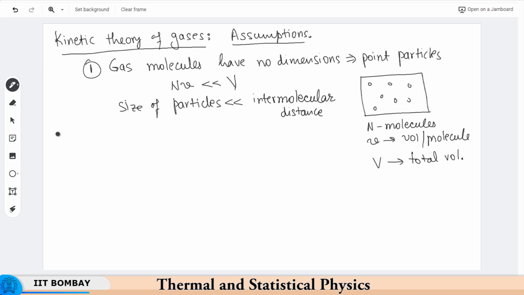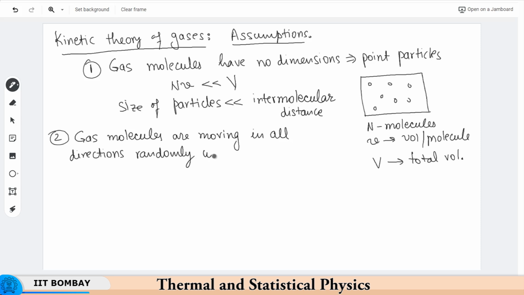The second assumption is that the gas molecules are moving in all directions randomly with equal probability. Which means these gas molecules are never still; due to finite temperature they are always moving, and they are moving in all directions with equal probability, all right.